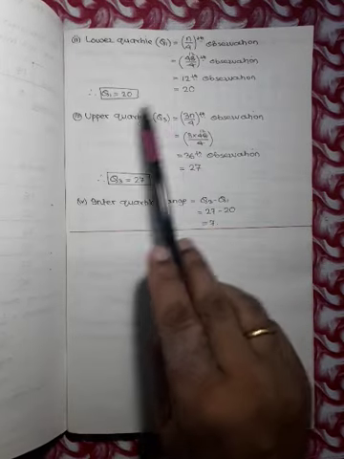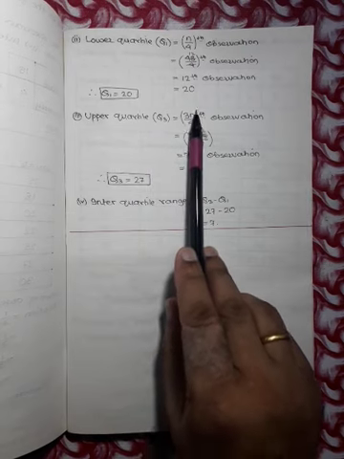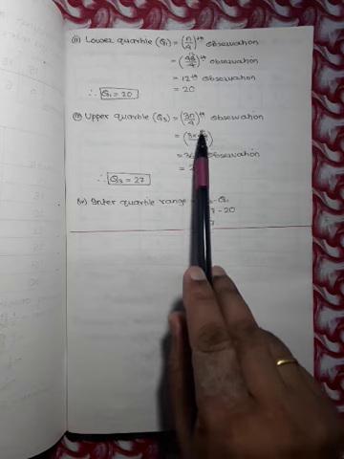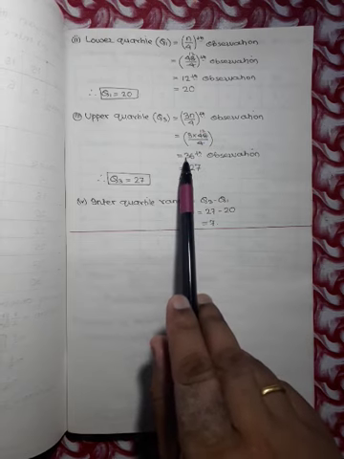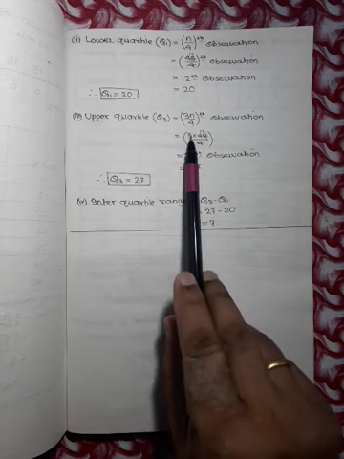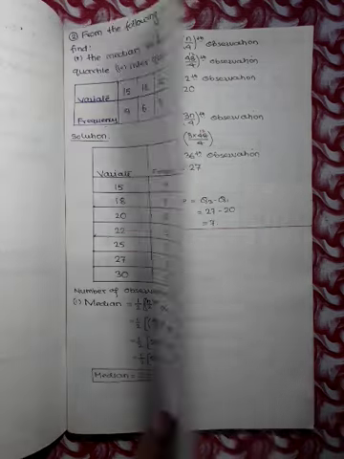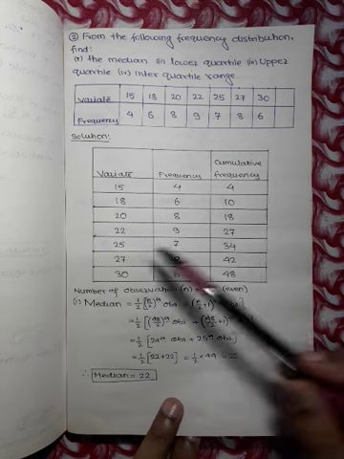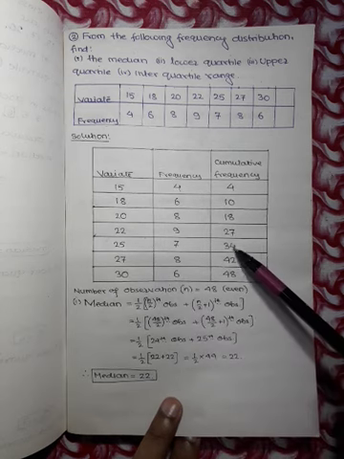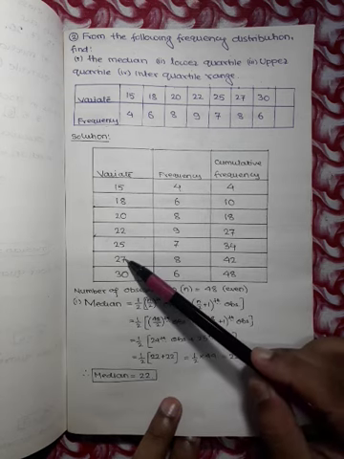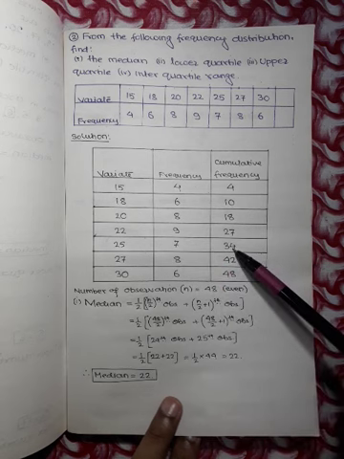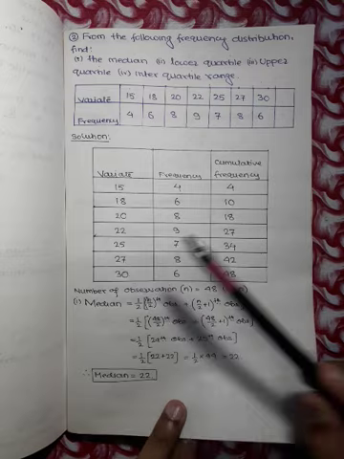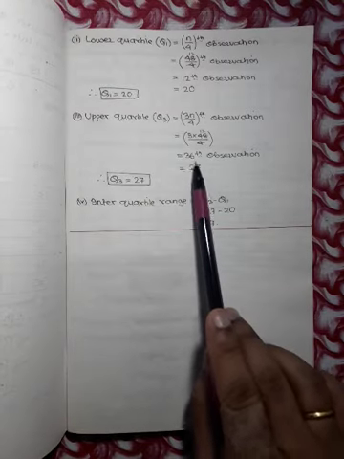For the upper quartile, 3n divided by 4, n is 48. 48 divided by 4 is equal to 12. 12 into 3 is equal to 36, right? So the 36th observation. Up to the 34th observation we have got 25. The 35th observation is 27, that means the 35th to 42nd observation is 27. So the 36th observation will be 27.